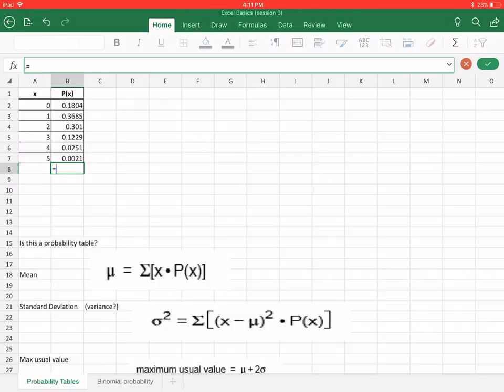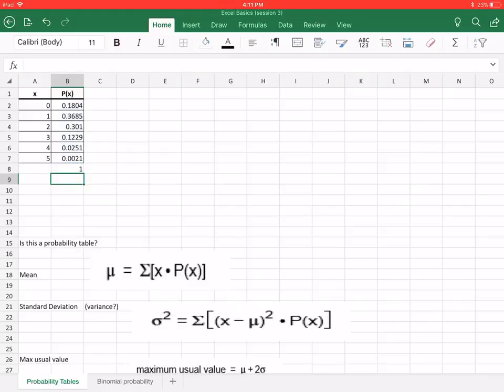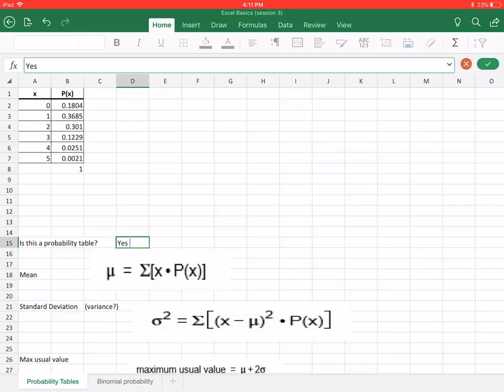And the way you're going to do that is I just go underneath it and you find the sum of those values. So find the sum, and I'm doing that by holding down the shift and using my arrow keys. So the answer is 1. The sum is 1. So therefore, yes, it is a probability table because the sum of the probabilities is 1.